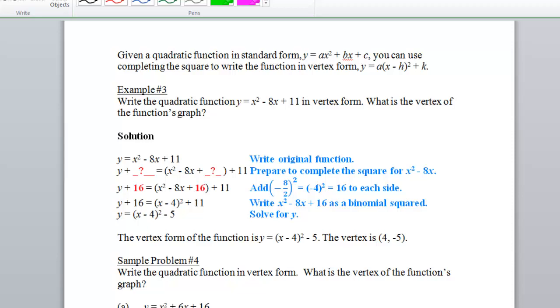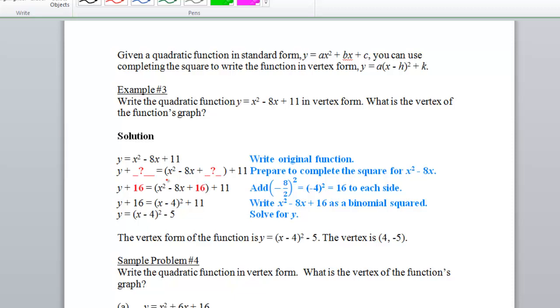So if we look at example 3, y equals x squared minus 8x plus 11, we can't factor that, so we're going to use the completing the square process. So you can see here, in the second step, we're going to group x squared minus 8x by itself and shove the 11 to the side.